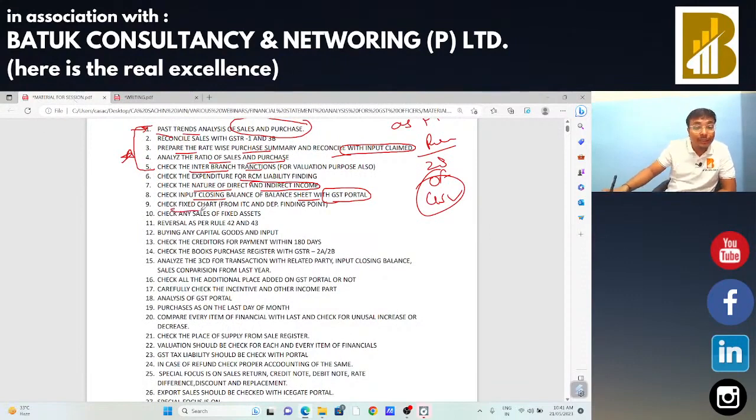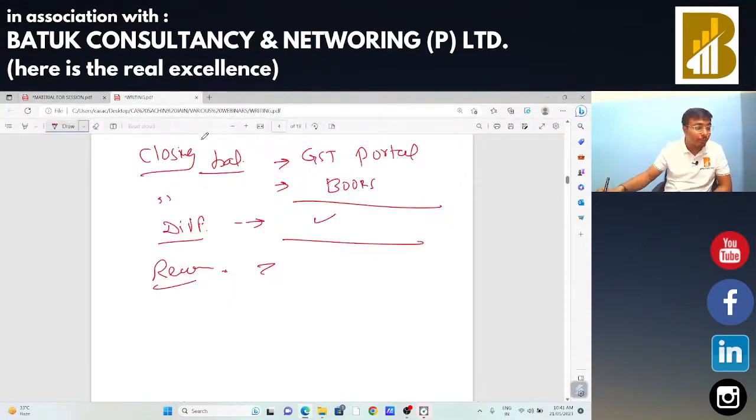So next, you need to check the fixed assets chart. Suppose there is any buying of any fixed assets. Okay, when you are going to check the financial statement, sir, closing balance on the GSTN portal, when you are going to the GSTN portal, as a departmental authority, you have the facility to view the complete portal of that particular assessee. In that case, you just need to go to the ledgers. In ledgers, you need to go to the credit ledger.